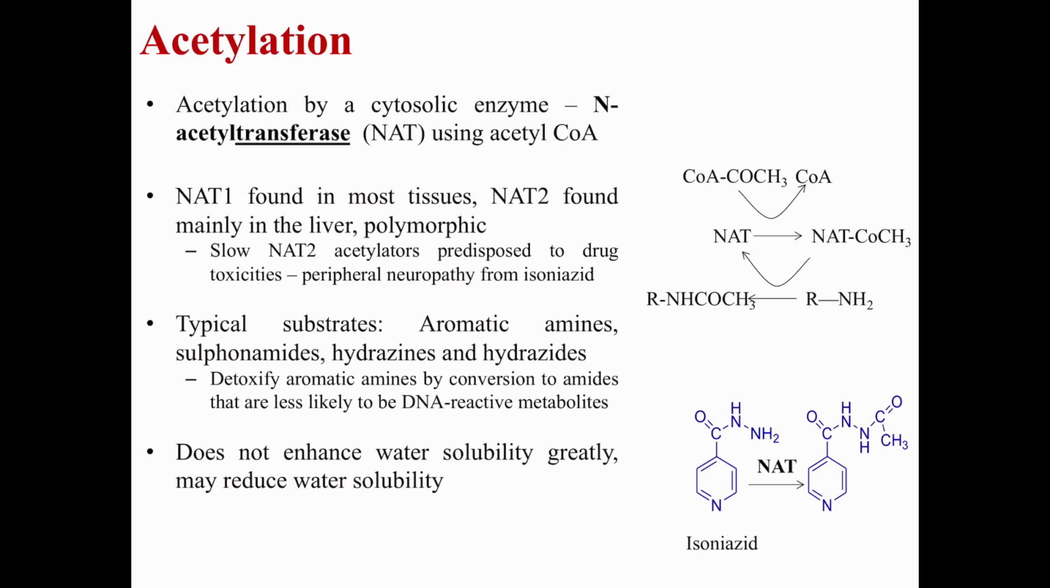Slow NAT2 acetylators are predisposed to drug toxicities, such as peripheral neuropathy from the drug isoniazid, for example, which is used to treat tuberculosis. Typical substrates include aromatic amines, sulfonamides, hydrazines, and hydrazides. These enzymes detoxify aromatic amines by conversion to amides that are less likely to be DNA-reactive metabolites. This reaction does not enhance water solubility greatly and may even reduce water solubility in some cases.